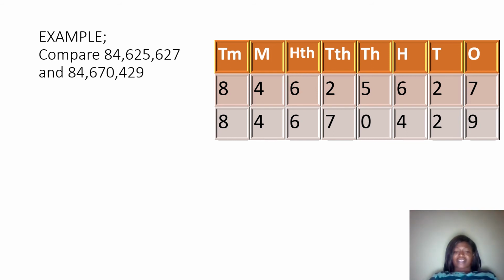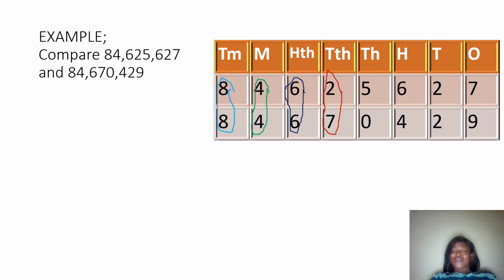So let's see. From there we have 8 and 8. They are the same. So let's move on to the next one. The next one we have 4 and 4. They are still the same. We are moving on. We have 6 and 6. They are still the same. Now let's move on to the next one and see. The next one we have 2 and 7.